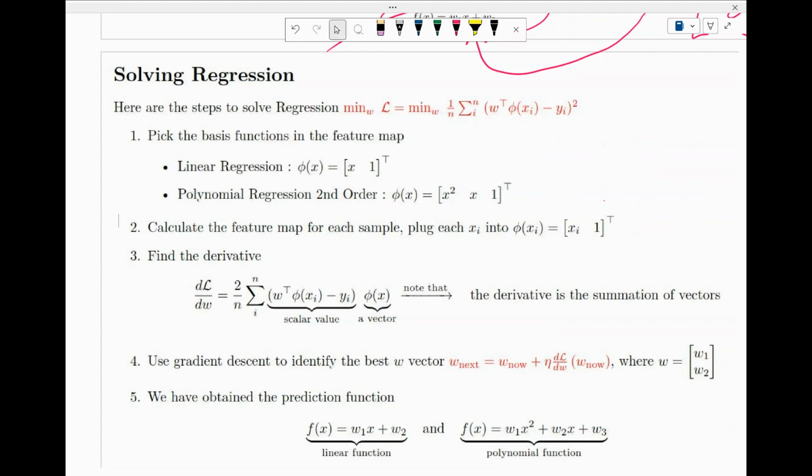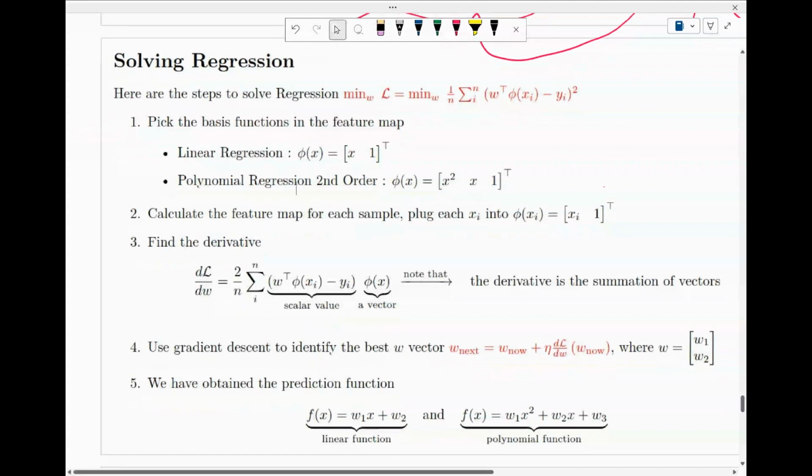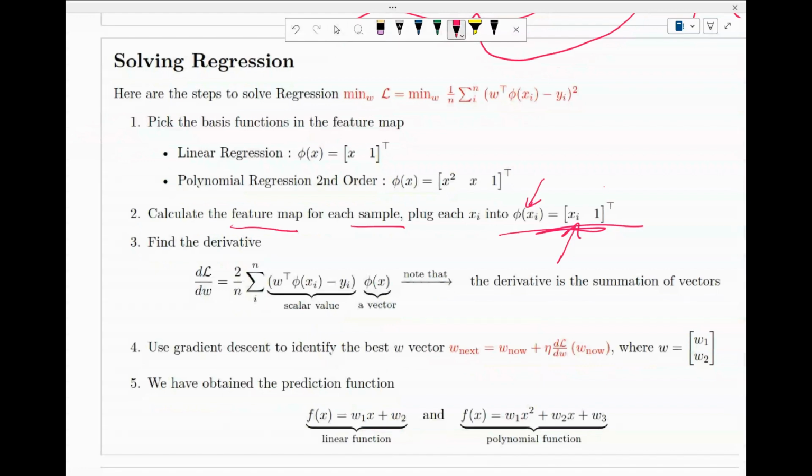Anyways, so step one is to pick the basis functions, which form the foundation of your assumption. You then calculate the feature map for each sample. For every single sample, you plug it into the feature map. If it's linear regression, you plug into this. If it's polynomial, you plug into this. So you will have phi x1, phi x2, phi x3, and so on and so forth.